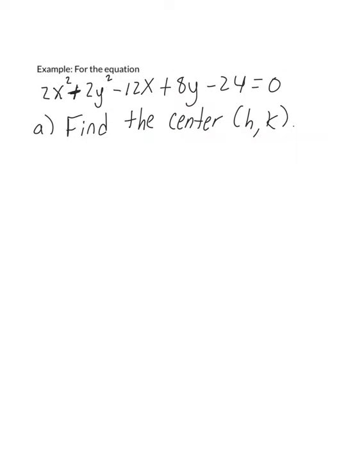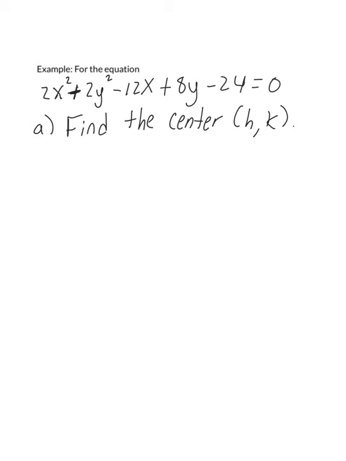Let's try one more question where they give us the equation in general form and we need to use that 3-step procedure to convert it to standard form. So it says, the next example, for the equation 2x squared plus 2y squared minus 12x plus 8y minus 24 equals 0. Part A, find the center, h, k. So this one is the hardest type of example they can give to you.